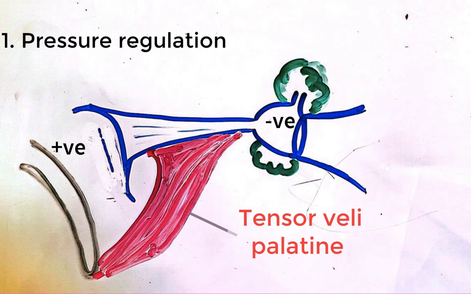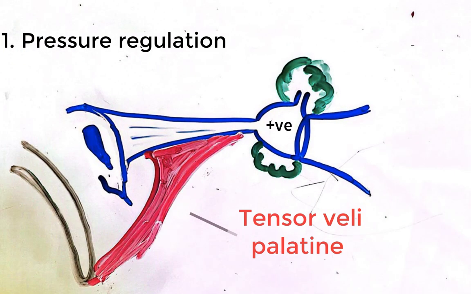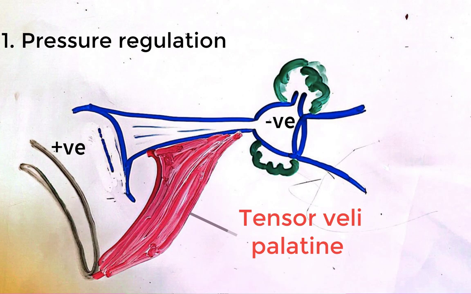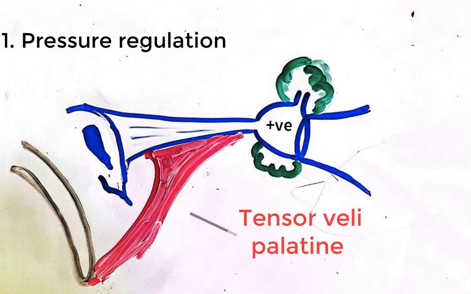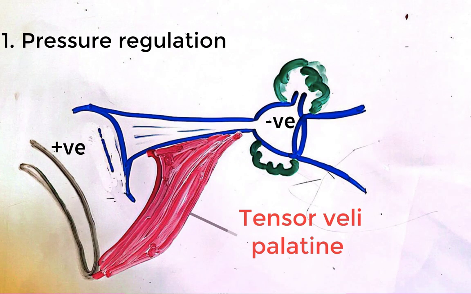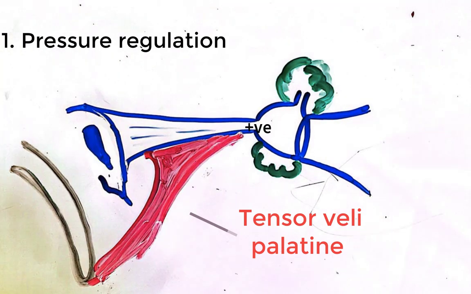It is closed passively and opens intermittently when the tensor veli palatini muscle, the muscle which attaches onto the cartilaginous portion of the eustachian tube, contracts, for example when swallowing. This allows it to fulfill its three functions, the most important of which is that of pressure regulation.